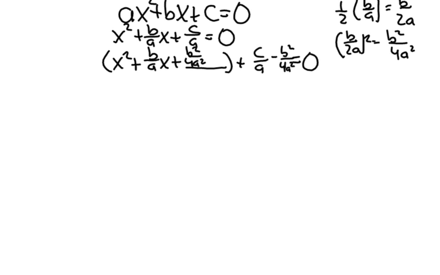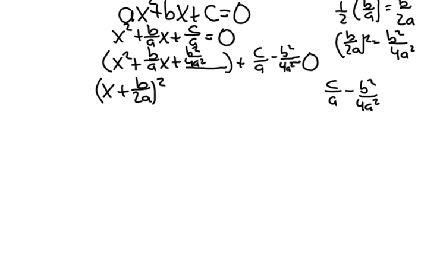Now, if you recall, with this trinomial, it is factorable. If we complete the square right, we can use the first part of completing the square. So this will factor as x plus b divided by 2a, squared. Now, c over a minus b squared over 4a squared.